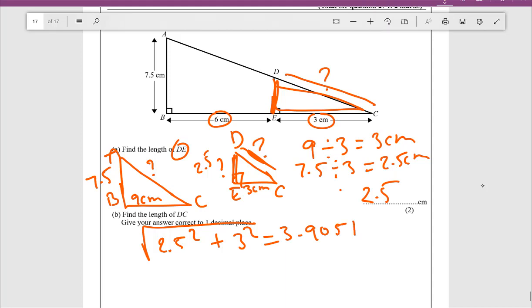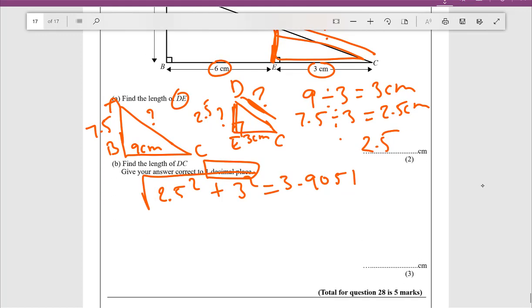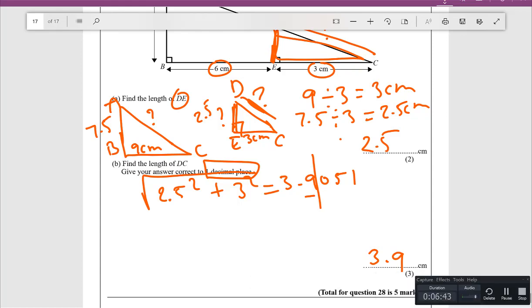The answer needs to be in 1 decimal place. So let's write the answer in 1 decimal place, 1 number after the decimal. Look at the number after the line. It's 4 or less, so we don't need to add 1 to that. So that'd be 3.9 centimeters, and that's worth 3 marks.